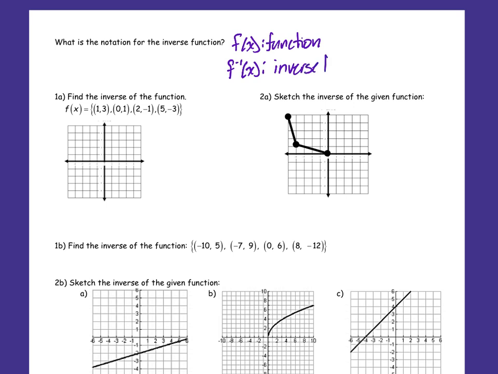Inverse function. So the notation is just, you put a little exponent in between the f and the parenthesis of x, and it's just a little -1. So that's the notation. f inverse of x. Okay?